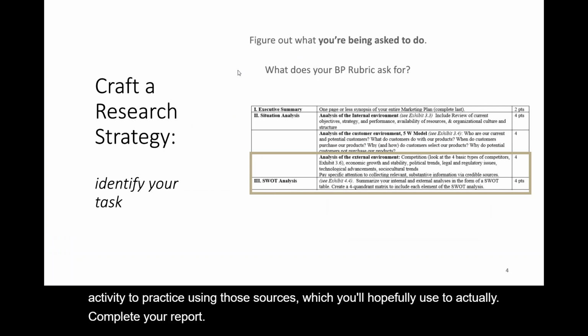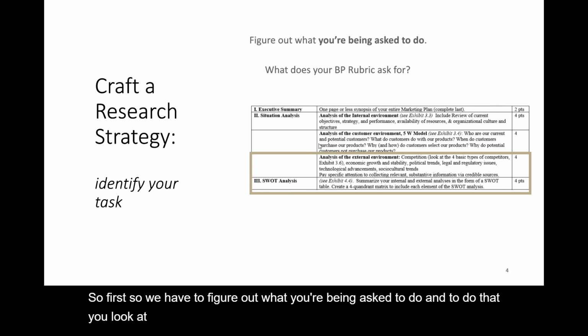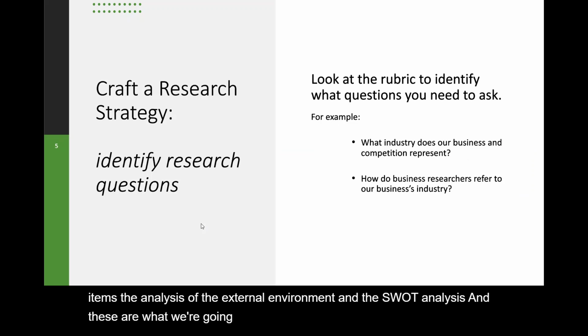So first, we have to figure out what you're being asked to do. To do that, you look at your rubric, and for this assignment you'll see there are two items, the analysis of the external environment and the SWOT analysis. And these are what we're going to focus on today.